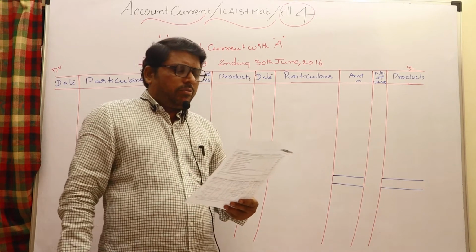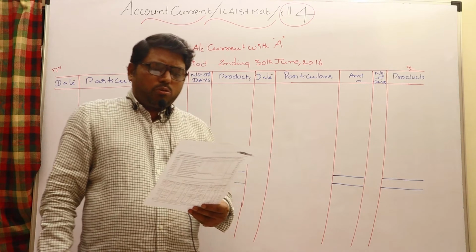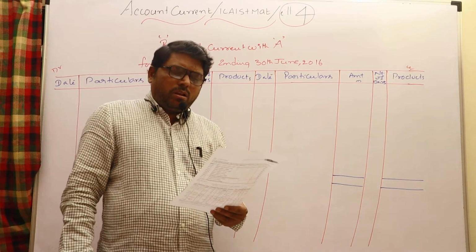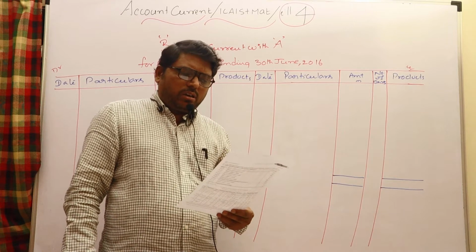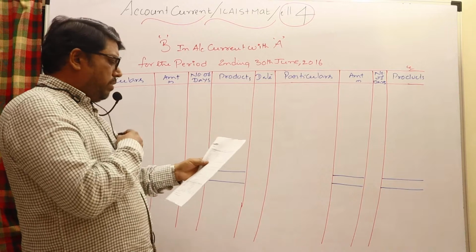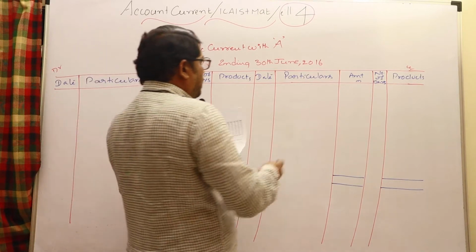From the following particulars, prepare account current as sent by Mr. A to B. By A to B means it is prepared by A. A is preparing B's account current. Therefore, what will be the heading? B in account current with A, for the year ending 30th June 2016, charging interest at 6% per annum.